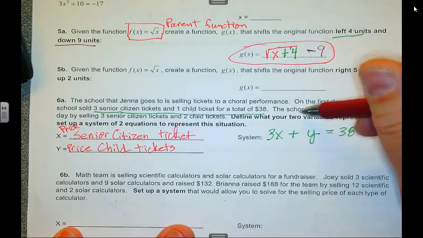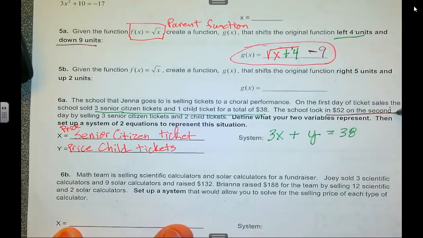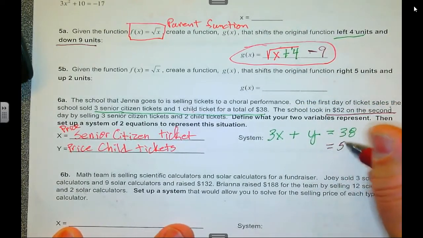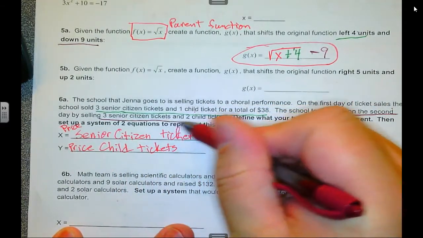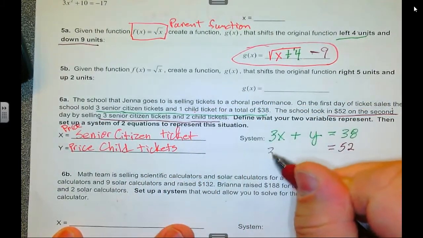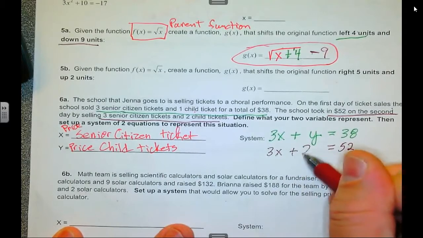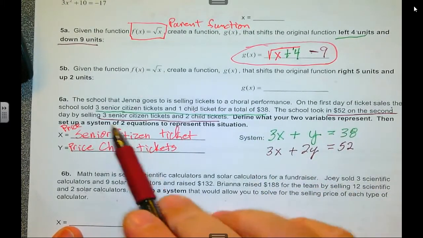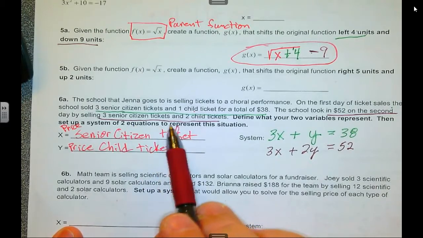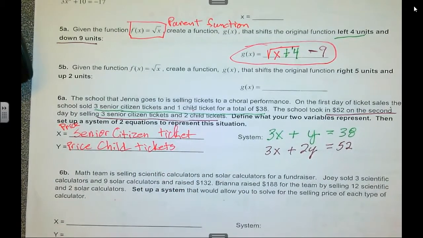And the second equation, $52 by selling 3 senior and 2 child. Define what your variables are, then set up a system of equations to represent. So you don't have to solve.